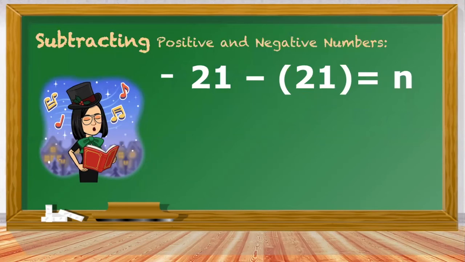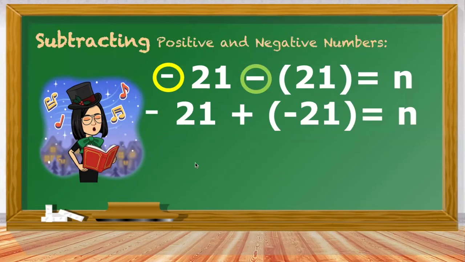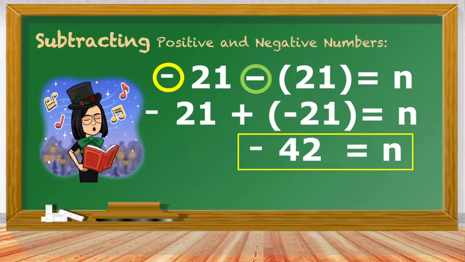Next one, negative 21 minus 21 is equal to n. Okay, let us rewrite that. Negative 21 plus the opposite of positive 21, which is negative 21, is equal to n. Negative 21 plus negative 21. Same signs. So we add and keep. Okay, keep the sign. So we have negative 42.